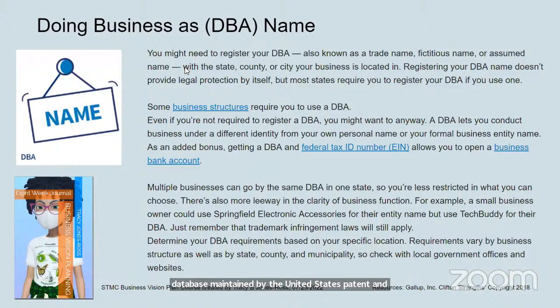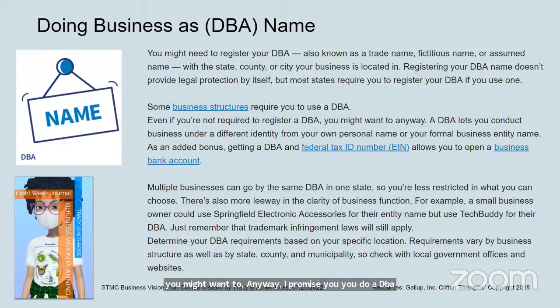The next thing was doing business as, or DBA, name. You might need to register your DBA, also known as trade name, fictitious name, or assumed name, with the state, county, and city your business is located in. Registering your DBA name does not provide legal protection by itself, but most states require you to register your DBA if you use one. Some business structures require you to use a DBA. Even if you're not required to register a DBA, you might want to anyway. I promise you, you do.